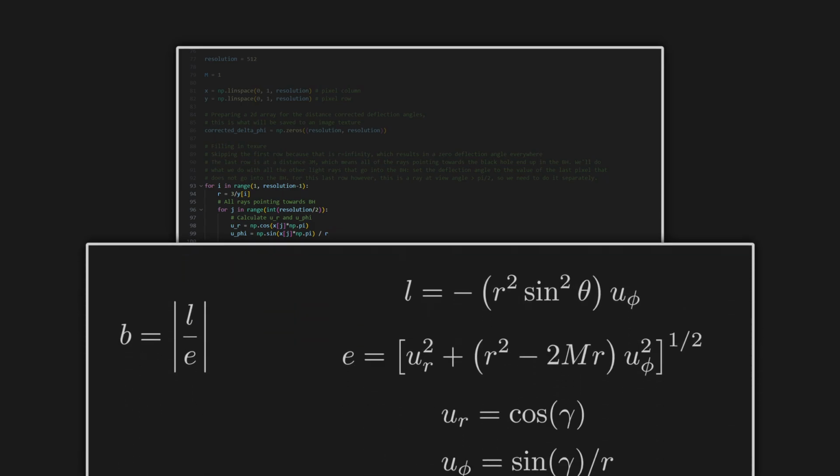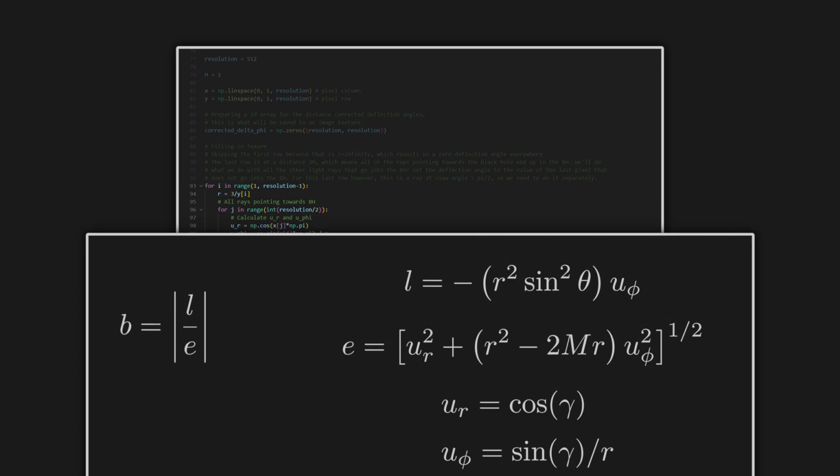On to the actual calculations. We first calculate ur and uphi, and from those we calculate b, using a function that implements these equations. Then we need to check whether b is smaller than the square root of 27. And again we're using 5.1962, which is ever so slightly higher than the square root of 27, to stay away from infinite deflection angles.